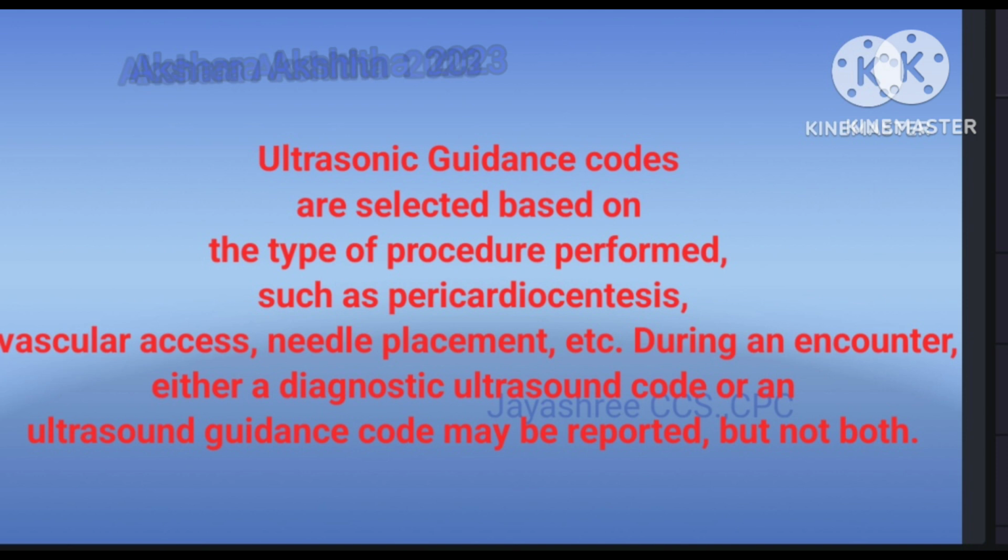Suppose we don't have any guidelines for the particular major service or minor CPT procedure, then we have to code that code as primary, then the ultrasound guidance code as secondary. The ultrasound guidance codes start from 76932, 76937, 76936 and so on.